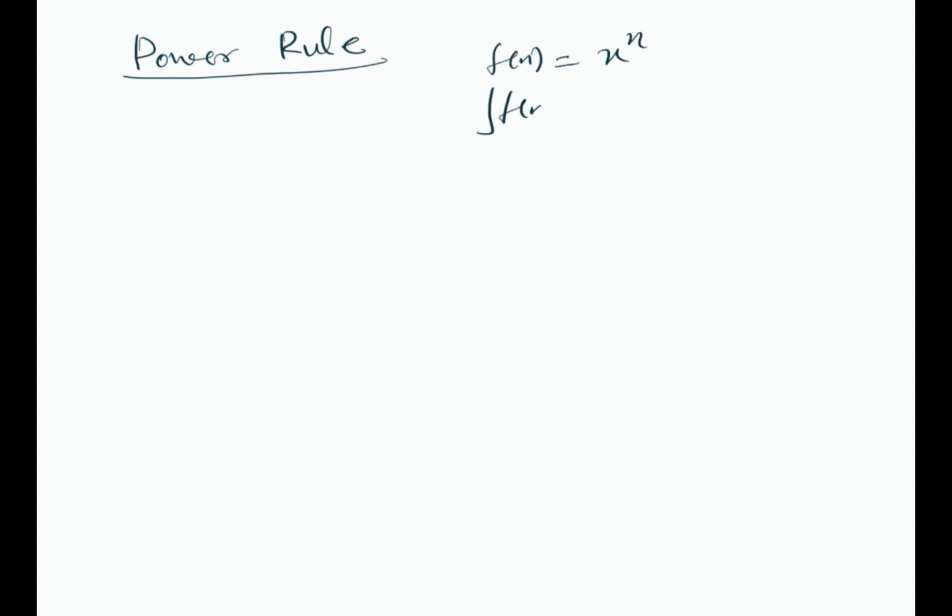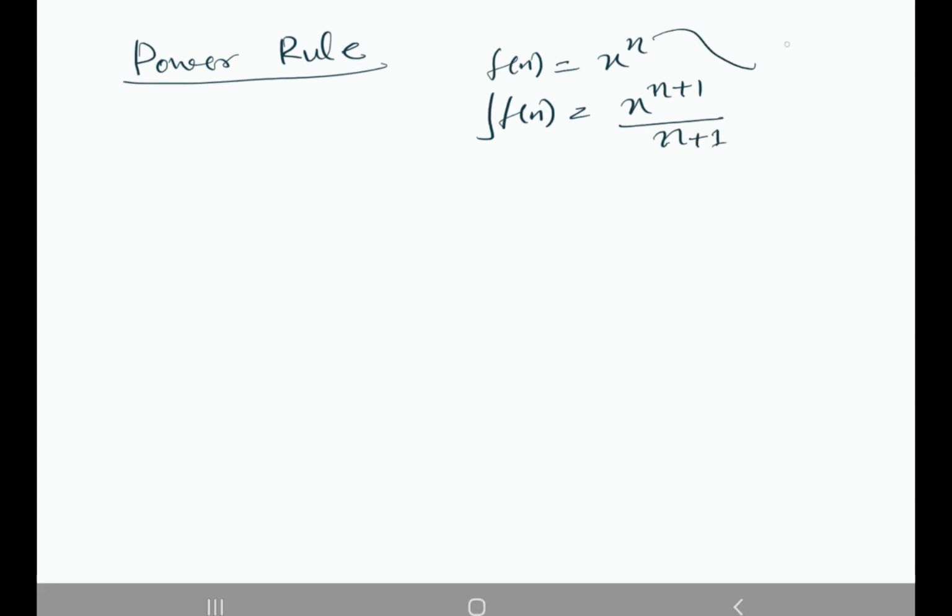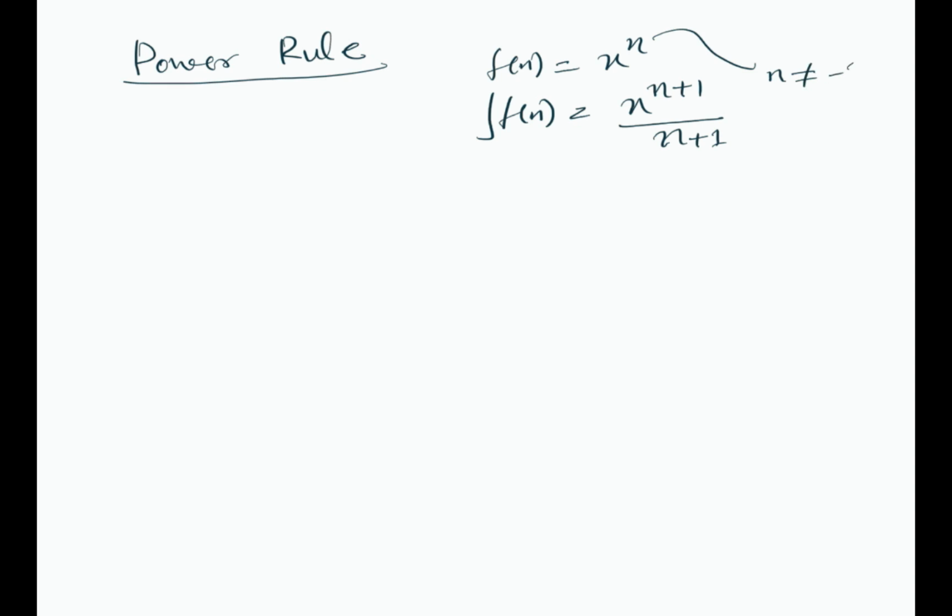Let's talk about the second rule of integration, which is called the power rule. So let's say our function f of x is equal to x to the power n. The integral of this function is equal to x to the power n plus 1, over n plus 1. n is the power, so n plus 1. And here is one important thing: this n cannot be negative 1. Okay, so this is the condition of the power rule. So let's do some examples.